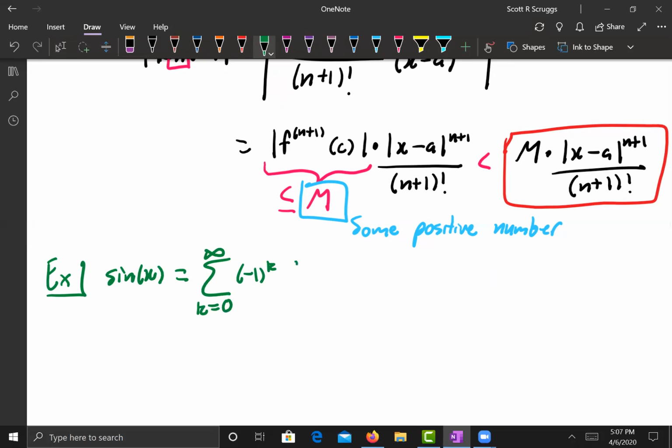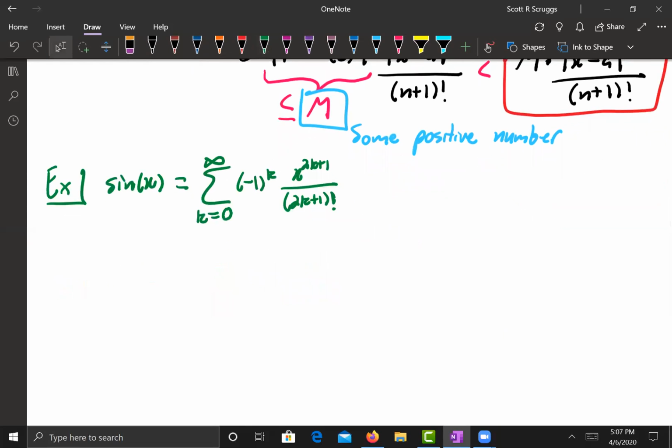K to the 2k plus 1 over 2k plus 1 factorial. And one of the examples we did today, I gave you all as a problem, and I already let y'all know that that's the Maclaurin series. But let's say I want to approximate it with, let's make it just god awful, the 21st Taylor polynomial, which means n will be 21.